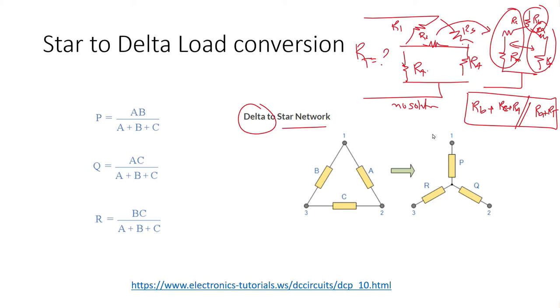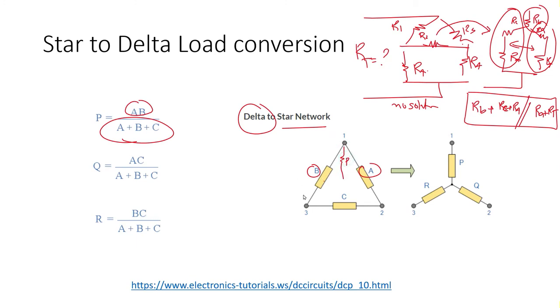Think about it. This is the formula for a delta connected load. If we want to convert it to star, we write A and B in the numerator, divided by A plus B plus C in the denominator, and that will be equal to the center line P.